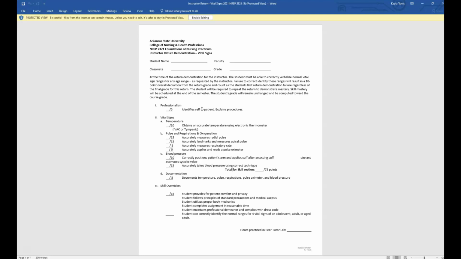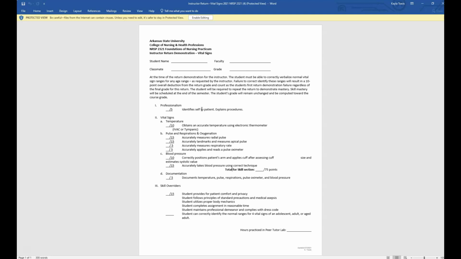You will then accurately measure the respiratory rate. Faculty do count at the same time as you. And we also want to make sure that we don't tell our patient or lead our patient to believe that we're counting their respiratory rate when we're doing it, because it then becomes abnormal.